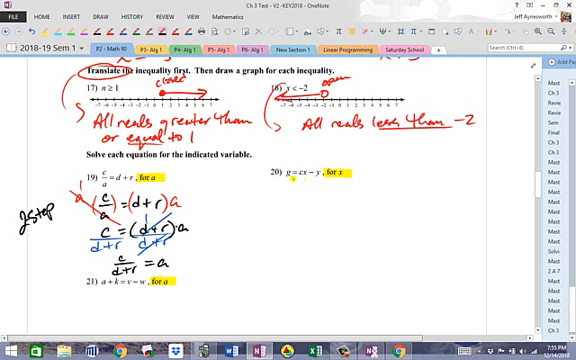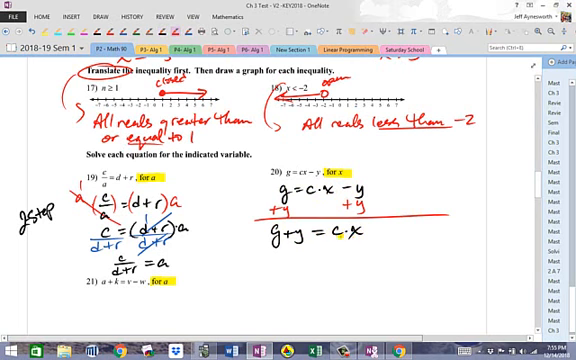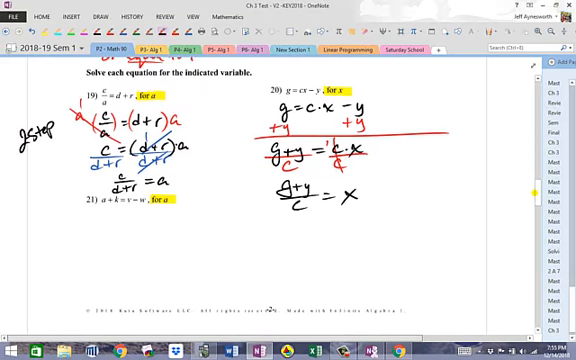Next one's a little bit easier. g is equal to c times x minus y. So I've got multiplication and subtraction. I got to cancel out the minus y first by adding the opposite. So I get g plus y, which cannot be combined, is equal to c times x. If you're trying to solve for x, you got to cancel out c. So divide by it. And what do you get? You get g plus y divided by c equals x. That's all there is to it. It's a simple two-step procedure.